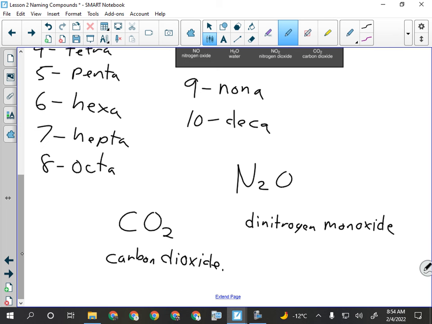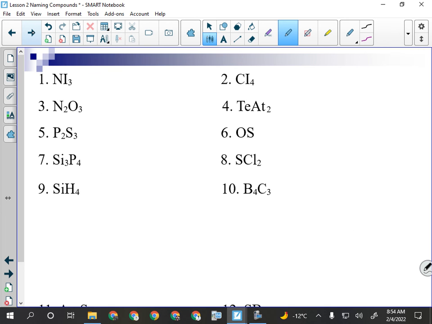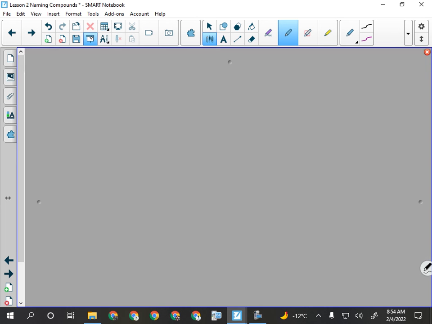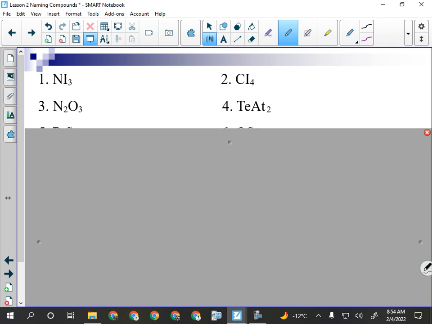That's really all there is to naming molecular compounds. You just got to know the prefixes, put them on there, and remember not to use mono on the first one. Well, let's have you guys try the first 4 here. See how we do with those, and we'll go through them in a minute.